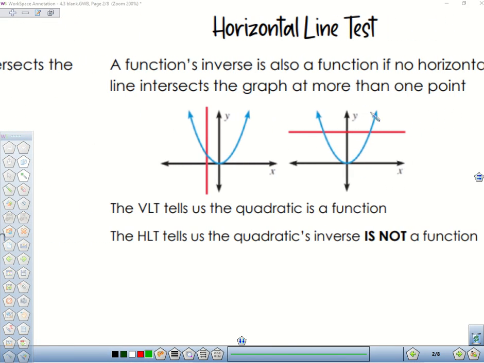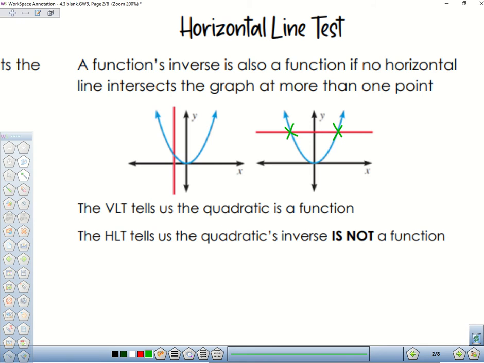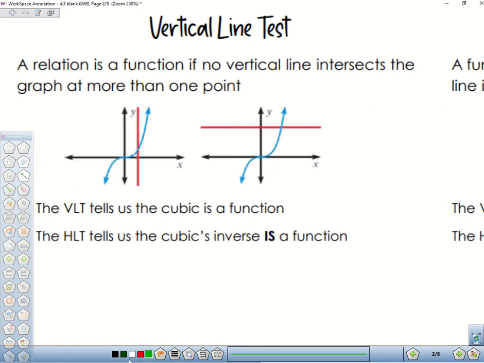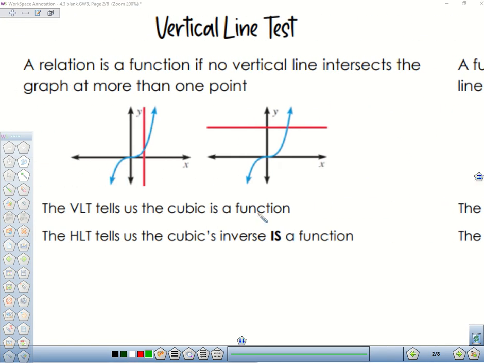So, as you can see, what's wrong with the quadratic function? Does it pass the horizontal line test? No, because it hits twice. So the idea here is that the inverse of a quadratic function, unless it has certain boundaries, is not a function, but the inverse of, say, a cubic function is a function. So that's how we can tell just by looking at the graph.